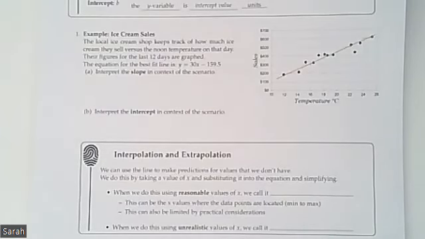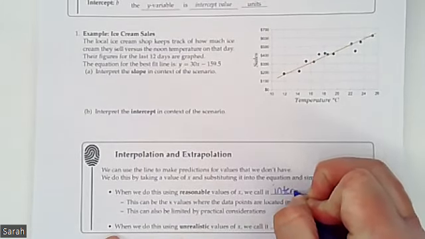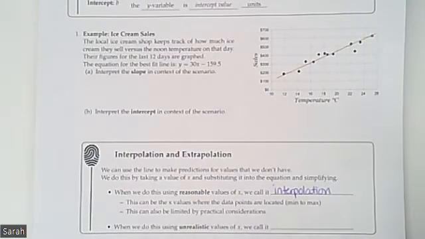Now that we've reviewed explaining the slope and intercept in context of a scenario, we're going to look at another skill we know, and that's taking a value for x, substituting it into our equation, and then using arithmetic to simplify and find our y value. We're going to look at this from two different perspectives. The first one is called interpolation, and that's interpolation with an I, like ice cream.